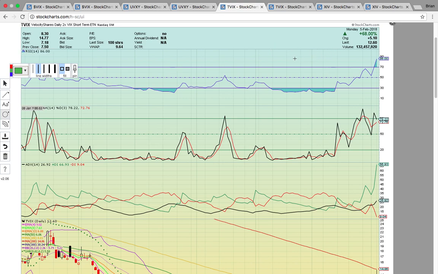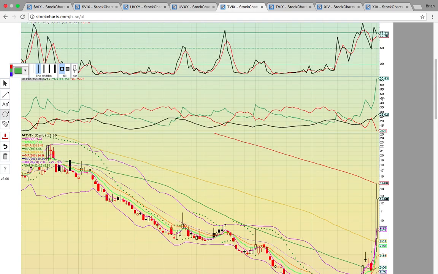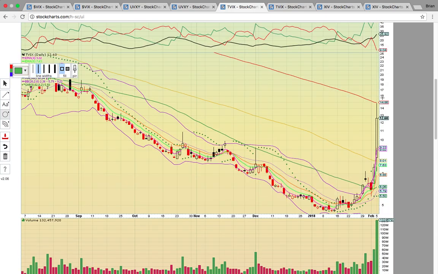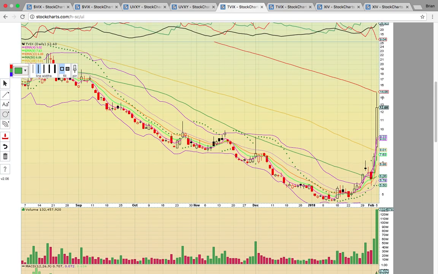Okay, let's take a look at TVIX. Congrats, everybody. This closed up 68%. A lot of people that like to play the equities have been riding this. This is the 2 times VIX short-term ETN, and it made a really nice move today. A big follow through. So congrats, everyone.